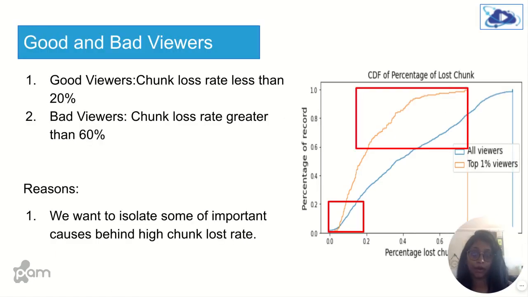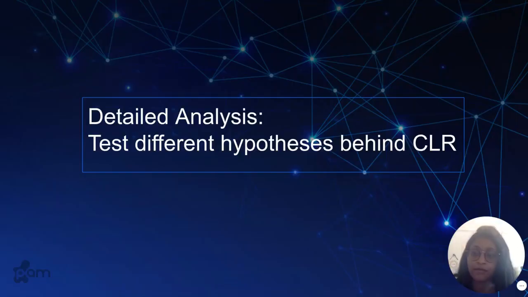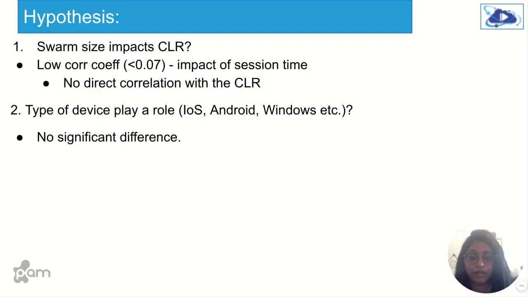We moved further and divided the top 1% viewers into good viewers and bad viewers. We did this just to isolate some of the important causes behind high chunk loss rate. And now we will do the detailed analysis and test different hypotheses behind high chunk loss rate. The first hypothesis states that the neighbor set size of the viewer should affect the chunk loss rate, but from our analysis, we did not find any significant correlation between the CLR and the neighbor set size.